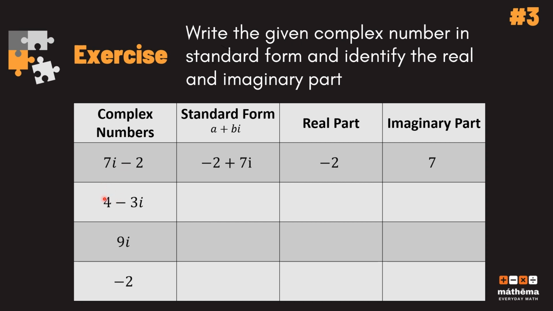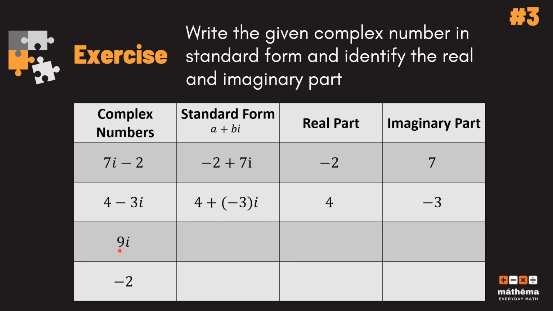Second example, we have 4 minus 3i. Now, again, standard form is a plus bi. So the standard form of 4 minus 3i is just 4 plus negative 3i. So from here, the real part will be 4. The imaginary part will be negative 3.